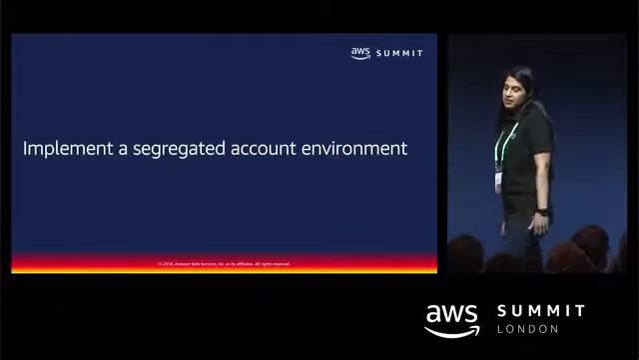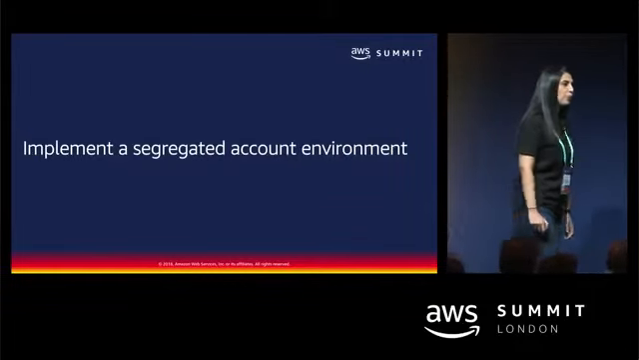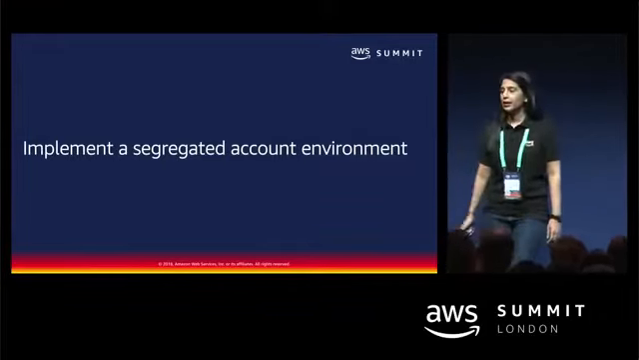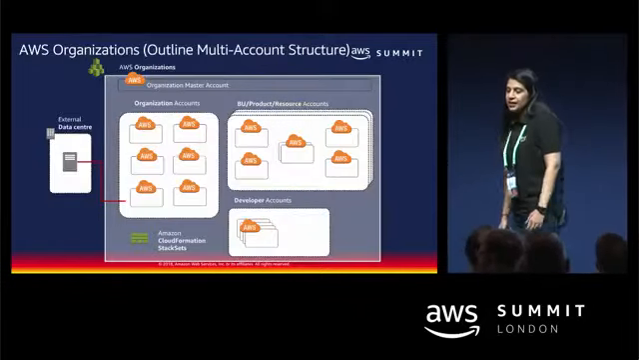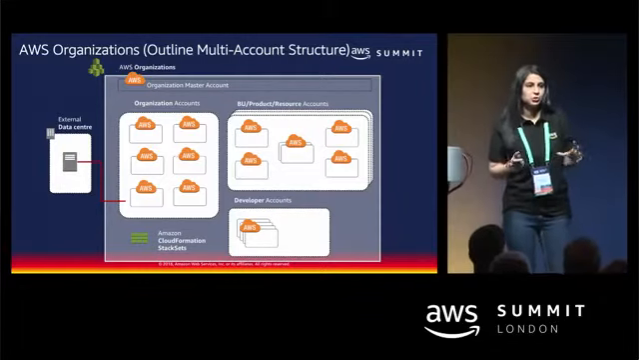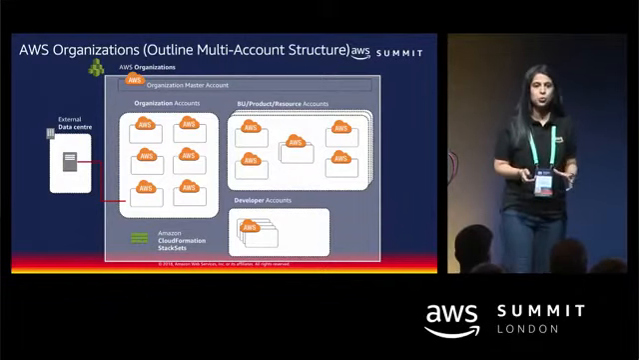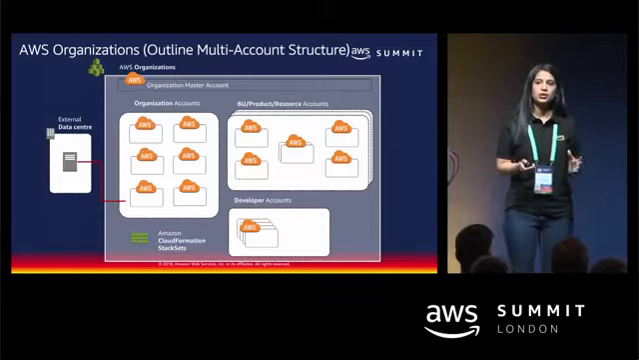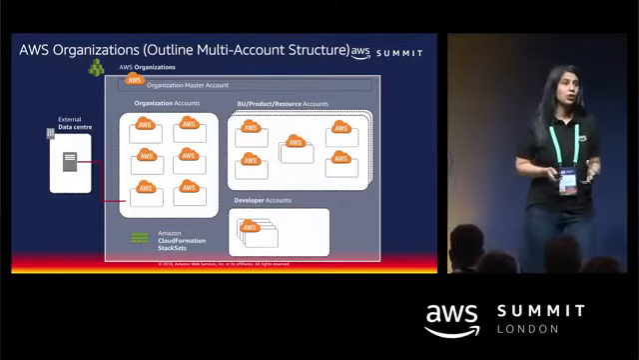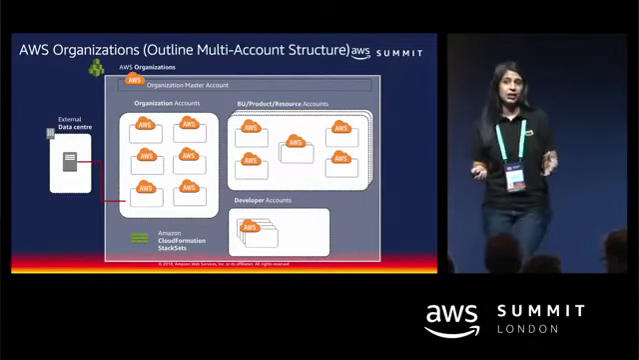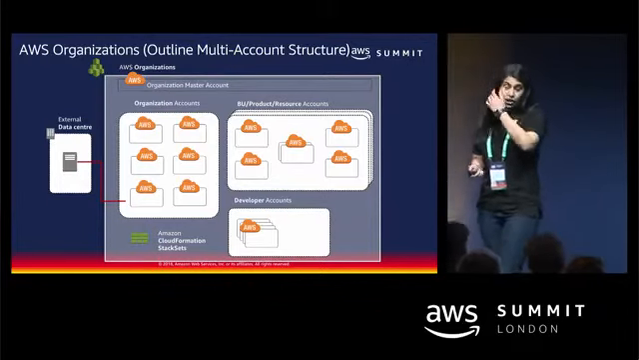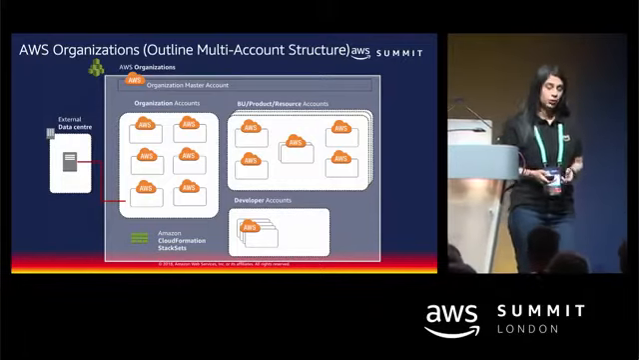Moving on to implementing a segregated account environment. Well, the first managed service that comes to mind when you look at a multi-account structure is AWS Organizations. So let's start with the AWS Organizations master account, under which you could have multiple accounts, one for logging, for internal auditing, maybe for Direct Connect, where your networking team can have access. You could have a shared services account for your domain services as well, which you can then use cross VPC peering with.